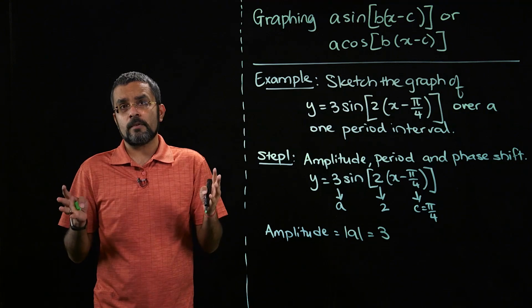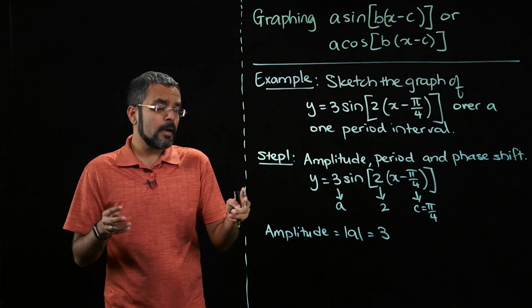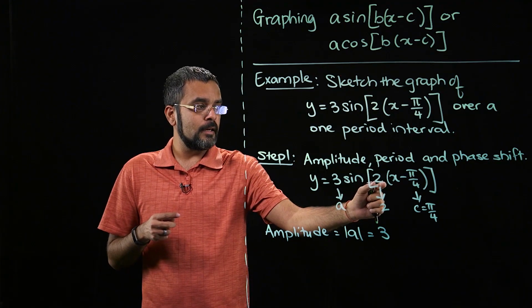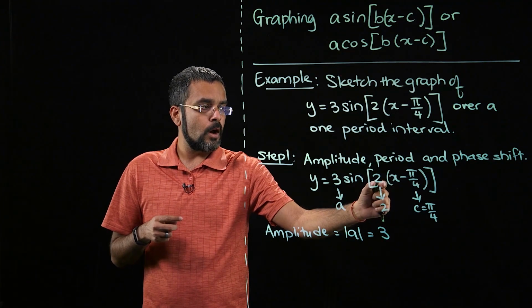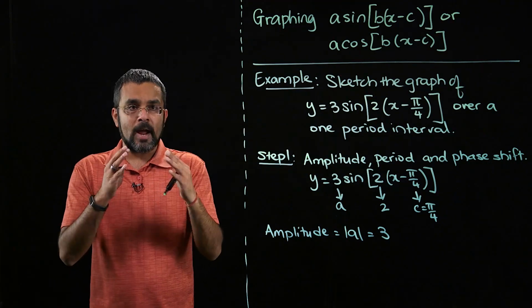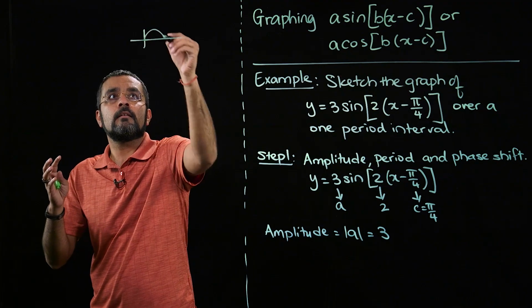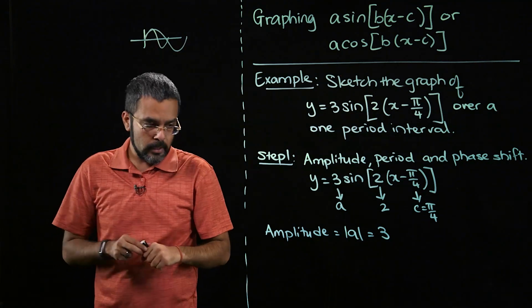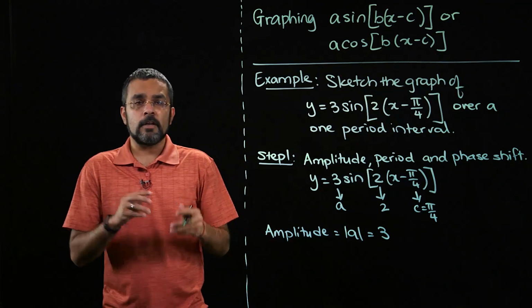Now we know that the period of a sine function is 2 pi. But if you remember from our section on transformations, if I multiply the x inside the sine by something, this is going to cause a horizontal compression towards the y-axis. So my graph is going to be a little bit more compressed, like that. We're going to figure out how much that compression is. If there's a compression, obviously the period of my function changes.